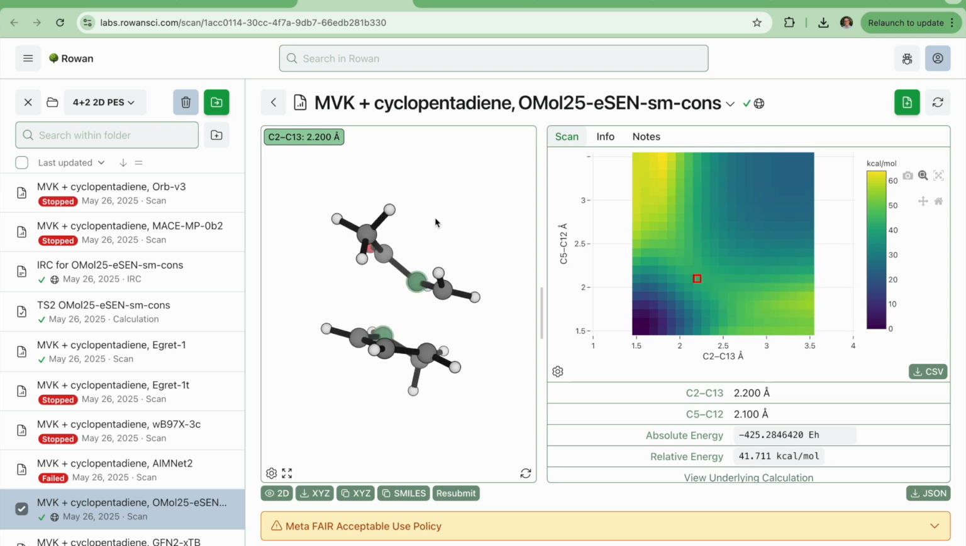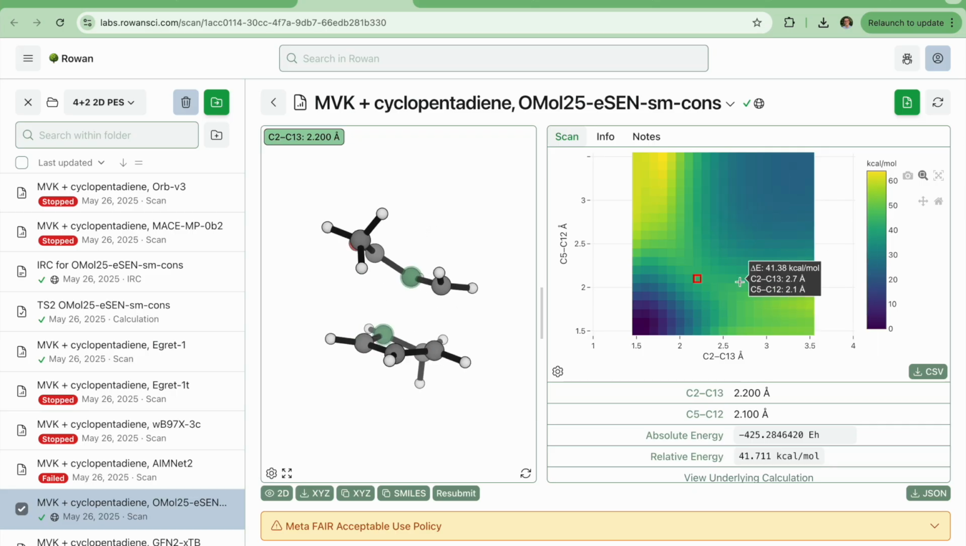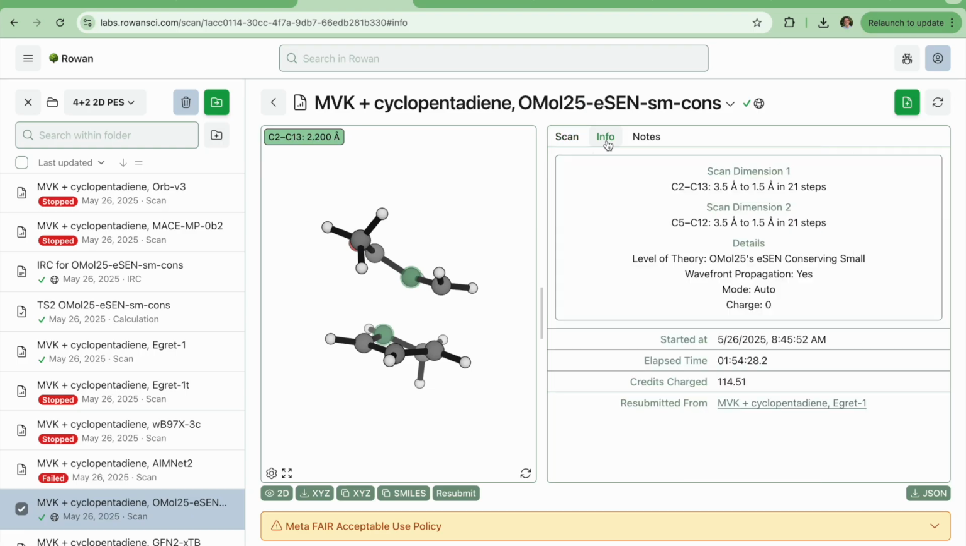We can really understand these questions of bond formation, synchronicity, and mechanism very clearly in this format. Now, this was done using the recent OMol25 models from Meta. Specifically, this is the model trained on the OMol25 dataset following the eSCN architecture. It's a small model and it uses conservative forces. And we can see that all told, this took about 2 hours to run.